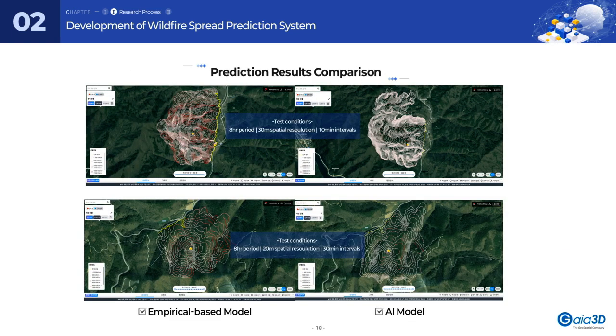Here's a comparison of the existing model versus our AI model, running under identical conditions. As I mentioned earlier, we can see the AI model matches the actual fire situation much better. We are currently validating the AI model by expanding our dataset from 50 to 200 fire cases.